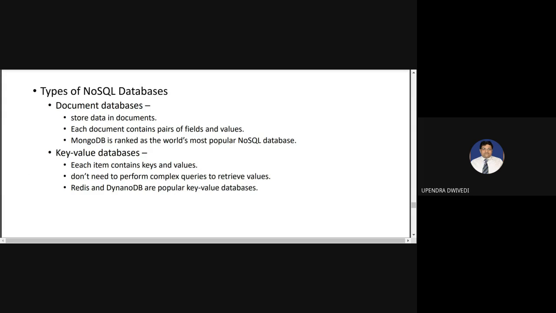Another kind of database is a key value database. As the name suggests, we can store the information in key and value. And when we want to search for the information, we only require the key of that particular value. In that way, we can find the information. It does not require firing a complex query to retrieve the value. Just know the key of that value, and you can find that information. So Redis and DynamoDB are the popular key value databases.